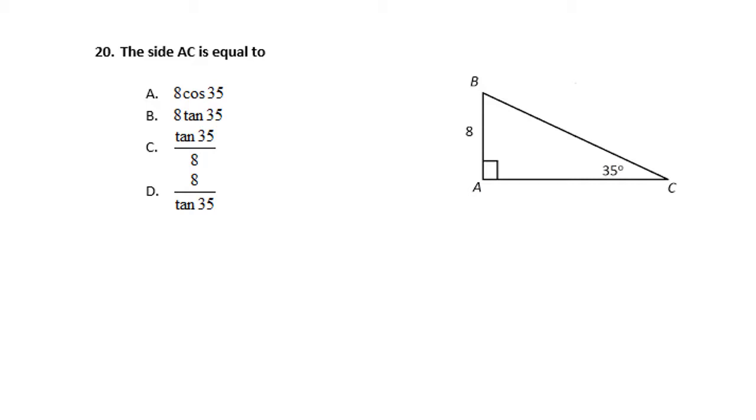The side AC is equal to A, 8 times the cosine of 35, B, 8 times the tangent of 35, C, the tangent of 35 divided by 8, or D, 8 divided by the tangent of 35.